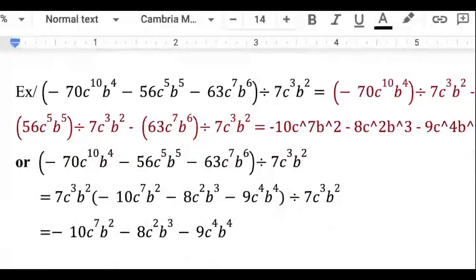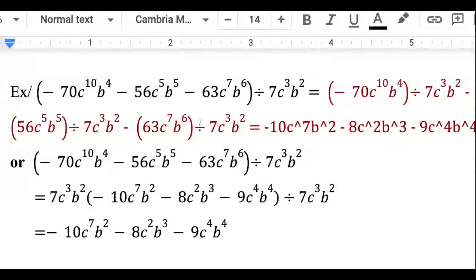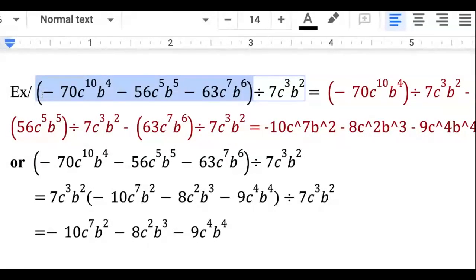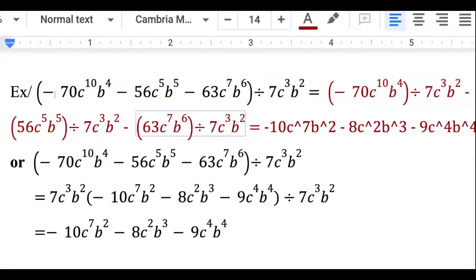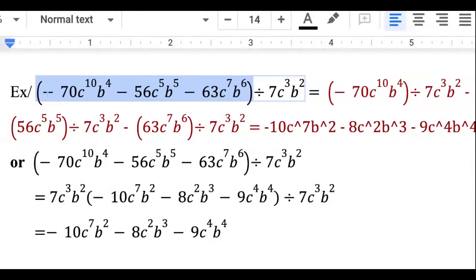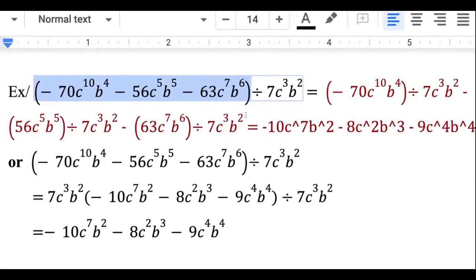Now we have a trinomial divided by a monomial. This is a trinomial, three terms, divided by a monomial. We can write the trinomial over this monomial, divided by 7c cubed b squared. So we just do each one. In the trinomial, we divide the three terms individually by 7c cubed b squared.